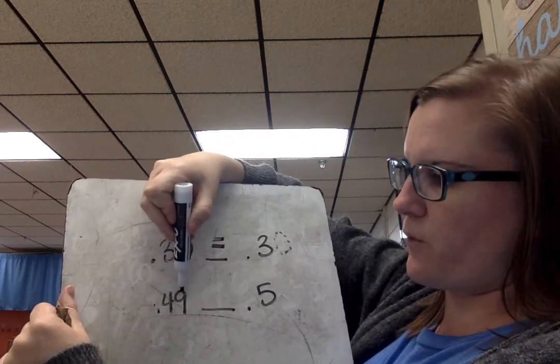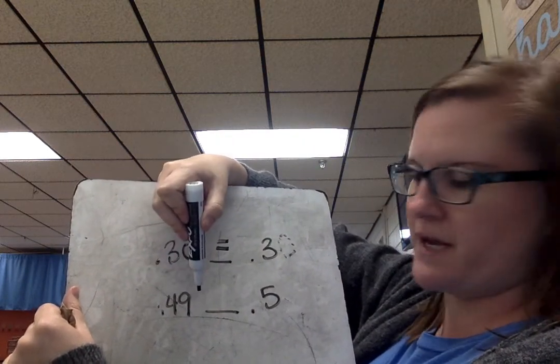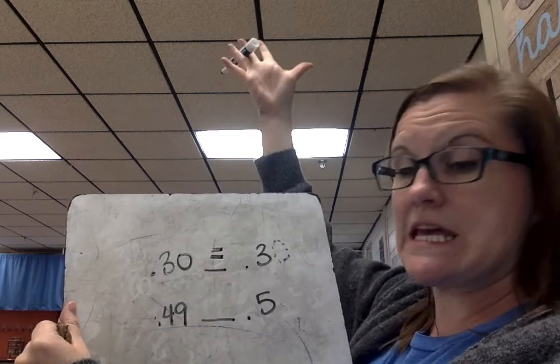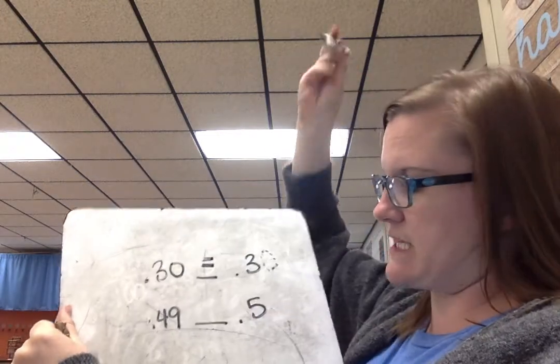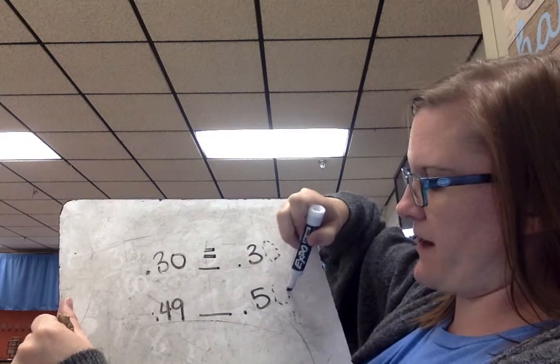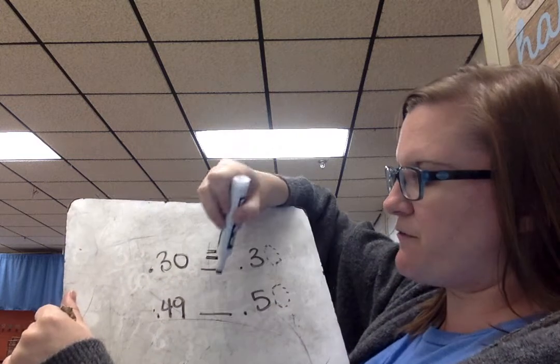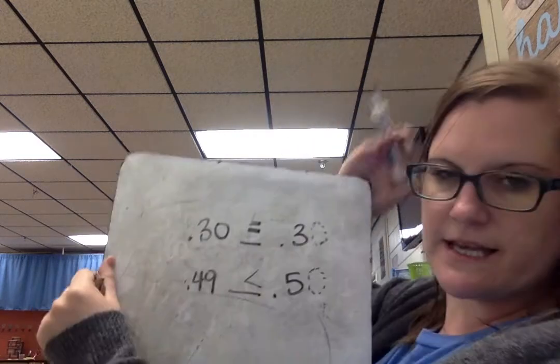Now here I have 49 hundredths, like 49 pennies, and then 5 tenths. But think of 5 tenths as like 5 dimes. It's like 50 cents. So it's like I still have that ghost 0 there, where I'm comparing 49 to 50. So 49 cents would be actually less than the 50.